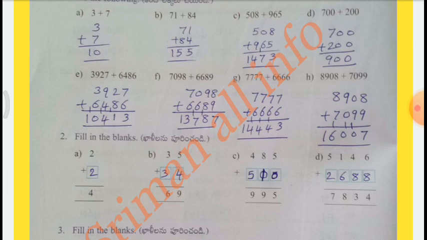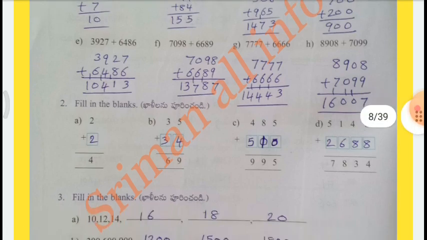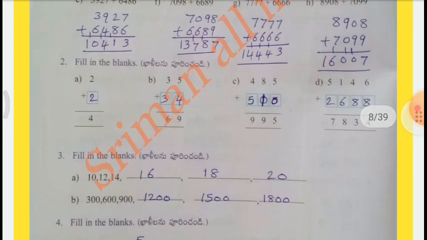500 8 + 996 5 1,024 1,023 700 2 + 2 900 3,998 6,687 8,013 7,098 6,687 13,978 7,787 6,767 total 14,403 8,908 + 7,099 16,007. Fill in the blanks. 2 + 2 4, 35 + 34 69, 485 + 510 995, 5,146 + 2,688 7,834.